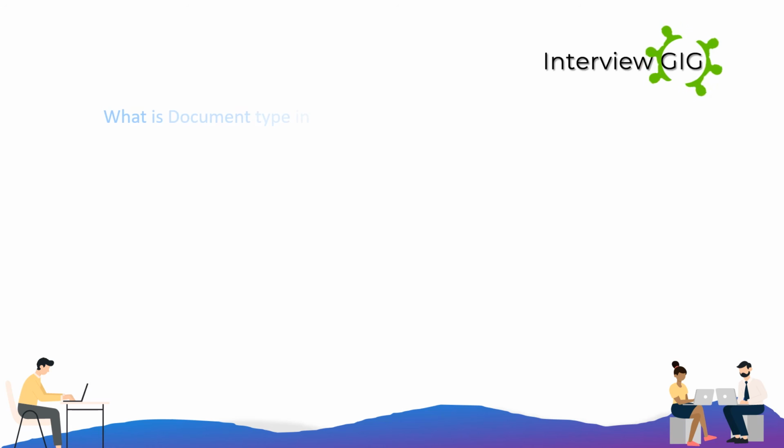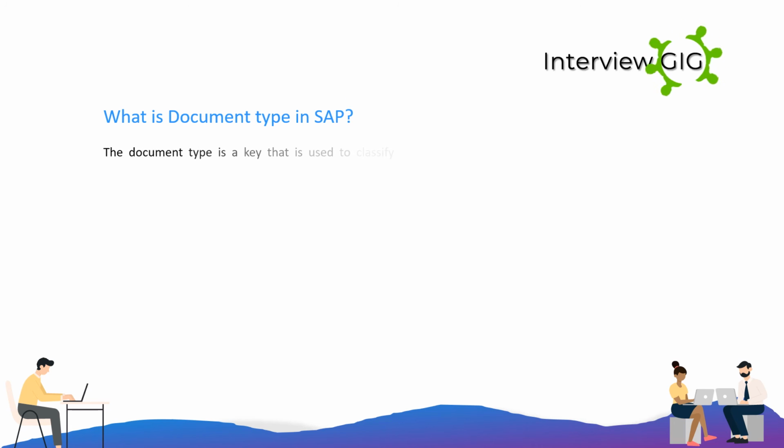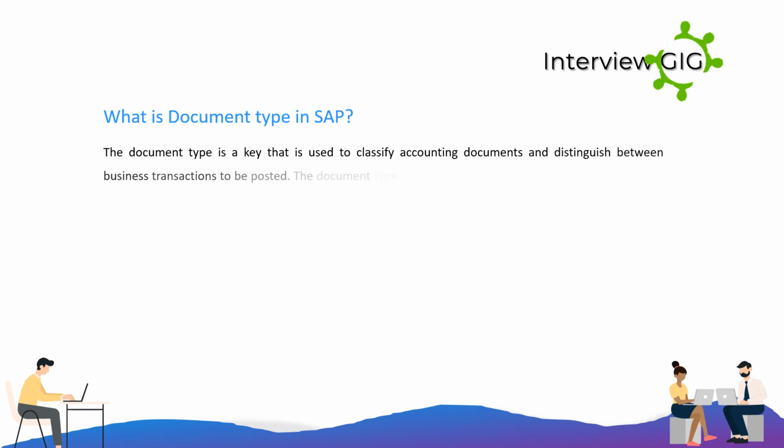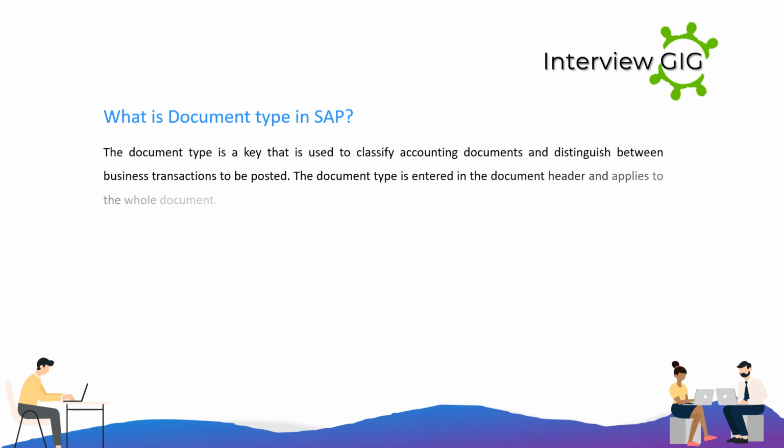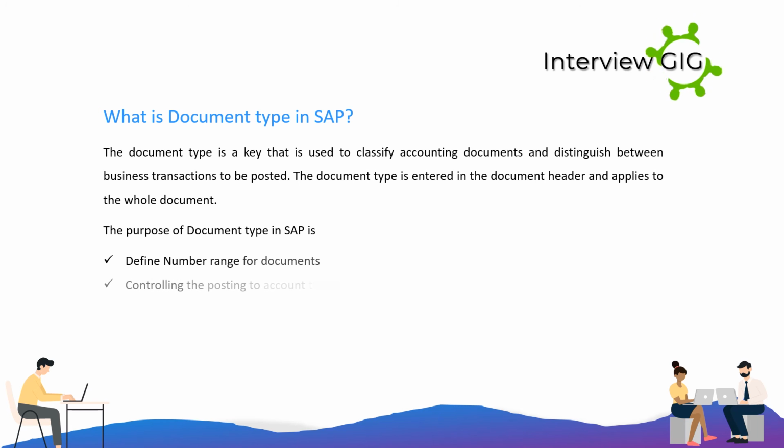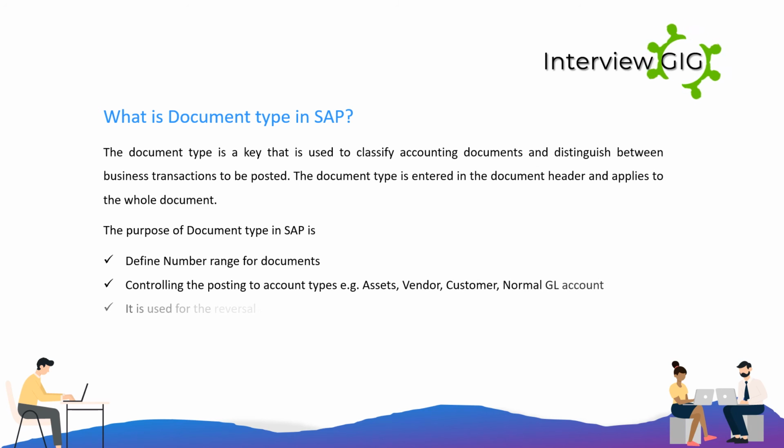What is document type in SAP? The document type is a key that is used to classify accounting documents and distinguish between business transactions to be posted. The document type is entered in the document header and applies to the whole document. The purpose of document type in SAP is to define number range for documents and control the posting to account types, for example assets, vendor, customer, normal GL account. It is used for the reversal of entries.